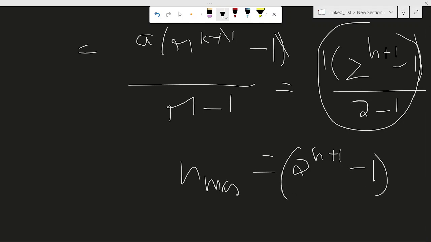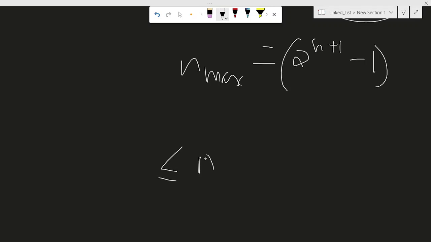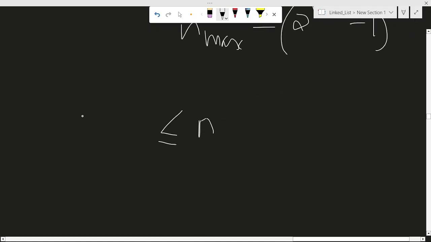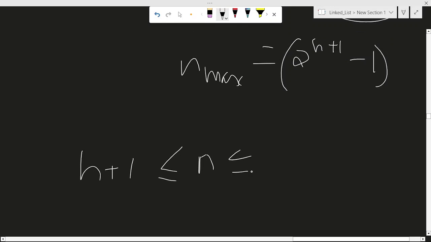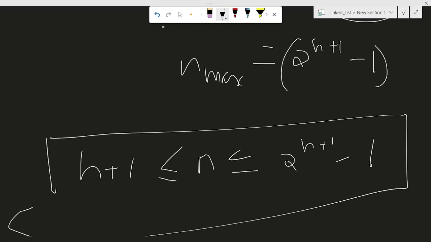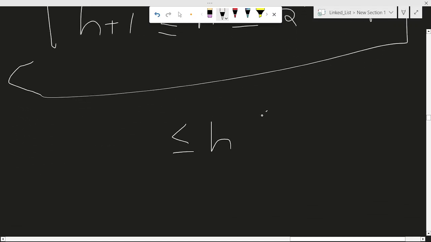So what is the range of n? It can be greater than or equal to something. Meaning, what is the minimum number of nodes that you can have? You can have h plus 1. That is the minimum number of nodes that you can have. The maximum number of nodes that you can have is 2 power of h plus 1 minus 1. So this is the thing that we need to remember. So again, we have made a relation between h and n. So for h, what I am going to write here, right?